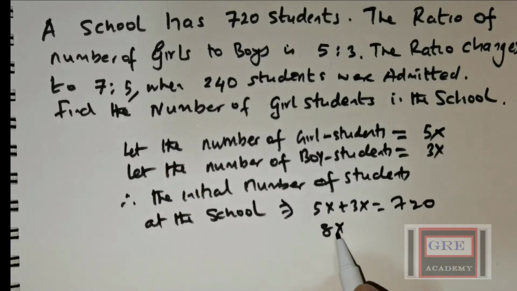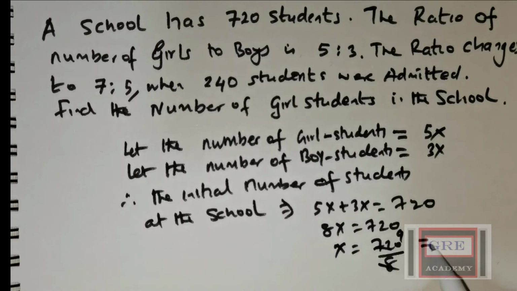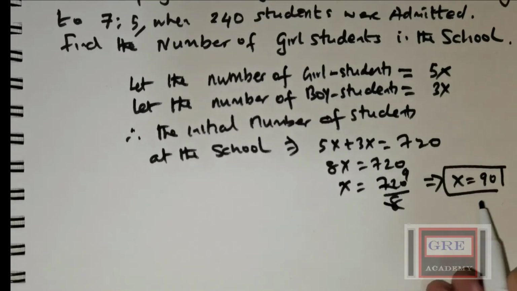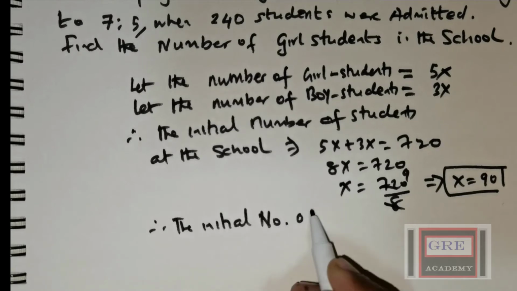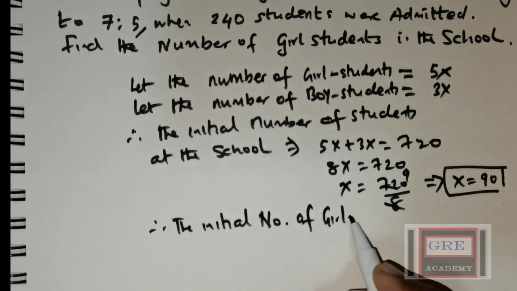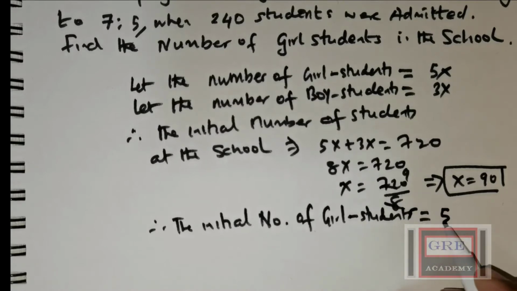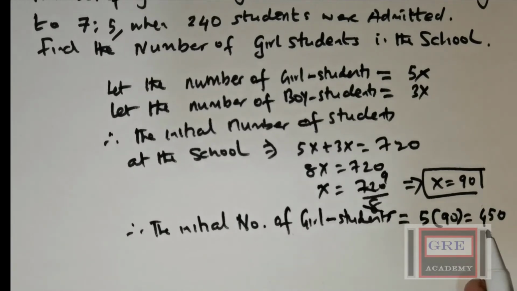So this means 8x is equal to 720. Therefore x is equal to 720 divided by 8. 8 times 9 is 720. So this implies x is equal to 90. Now x is equal to 90. Therefore the initial number of girl students in the school will be 5 times 90, which is 450. Right? This is the initial number of girls in the school.